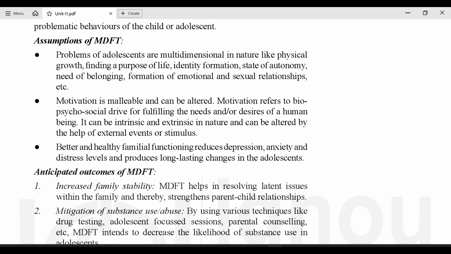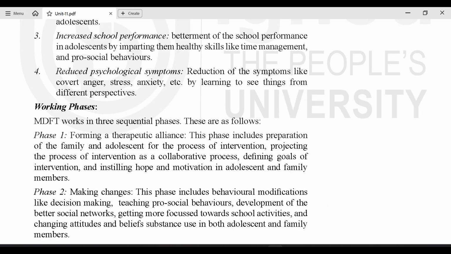Anticipated outcomes of MDFT. 1. Increased family stability. MDFT helps in resolving latent issues within the family and thereby strengthens parent-child relationships. 2. Mitigation of substance use / abuse. By using various techniques like drug testing, adolescent-focused sessions, parental counseling, etc., MDFT intends to decrease the likelihood of substance use in adolescents.